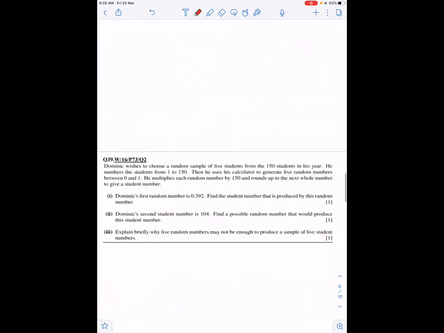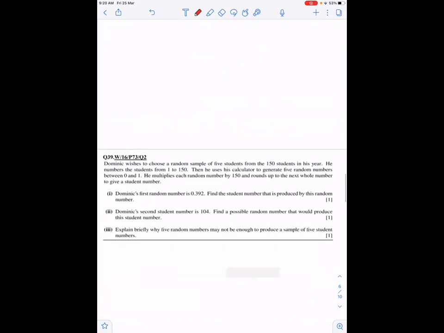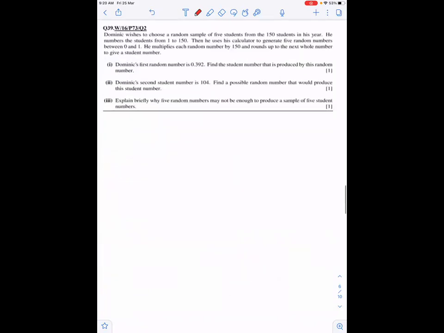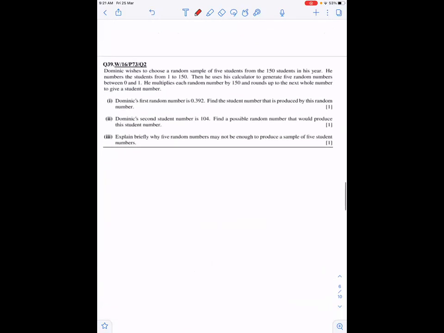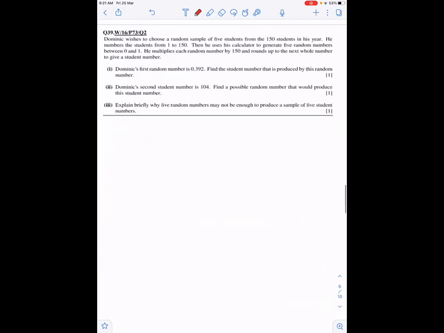Okay, I had intentionally selected 2 questions of sampling so that we're done with this concept actually. Here you can go through the questions. If you come across any, then we can discuss it. Okay, let's do this one also. It says Dominic wishes to choose a sample of 5 students from the 150 students in his year. He numbers the students from 1 to 150. Then he uses his calculator to generate 5 random numbers between 0 and 1.